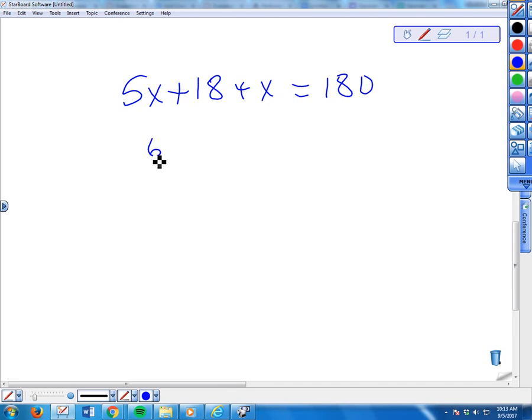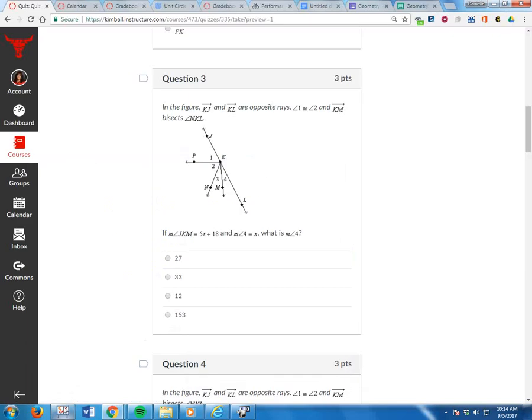So 6x equals, if I subtract 18, 162. How many times does 6 go into it, what, for 17? Is that right? 6 goes into, it's close. I think, I'm not a math teacher. 27. So angle 4 is 27 degrees.